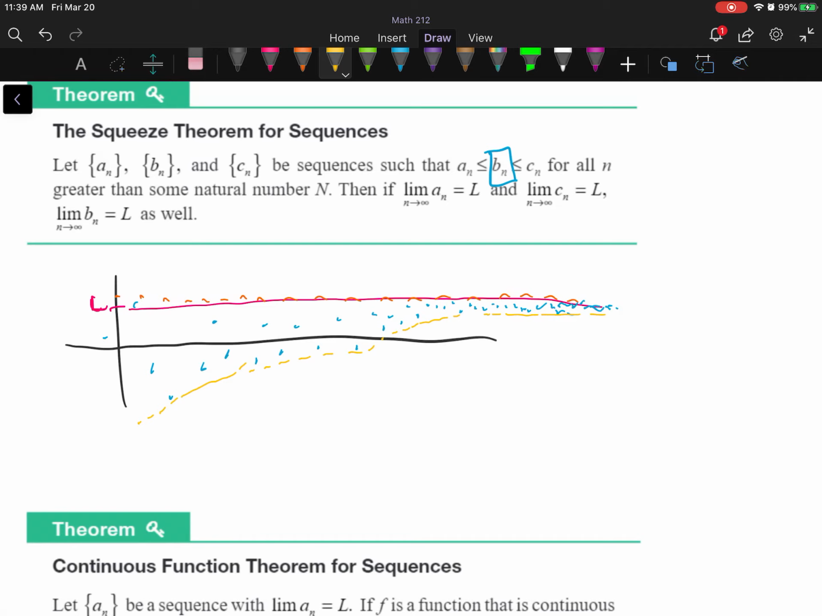If you can find a sequence that always bounds the badly behaved sequence on the top and another sequence that always bounds the badly behaved sequence on the bottom, then you can squeeze the badly behaved sequence. If both an and cn converge to the same value L, then the middle sequence also converges to L. That's the squeeze theorem.